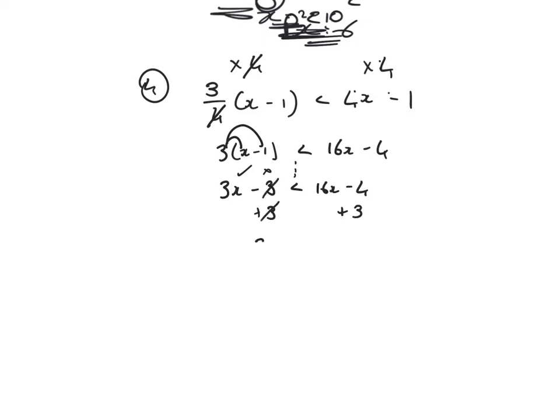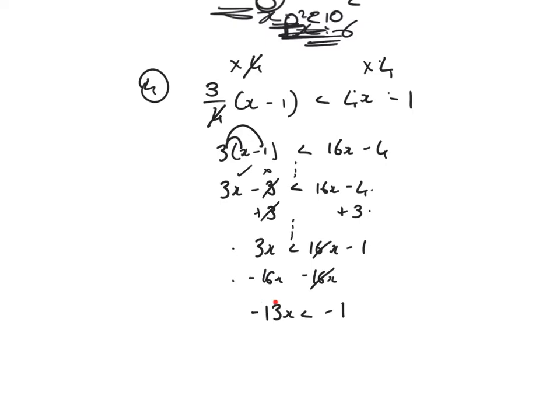They'll cancel out and give me 3x is less than 16x. Minus 4 plus 3 is minus 1. Okay, let's do letters to the left, numbers to the right, inequality in the middle. So I need to get 16x off of both sides. Be careful, 3x take away 16x, take your time, that's minus 13x is less than minus 1.